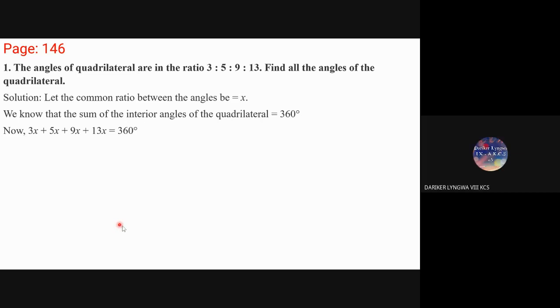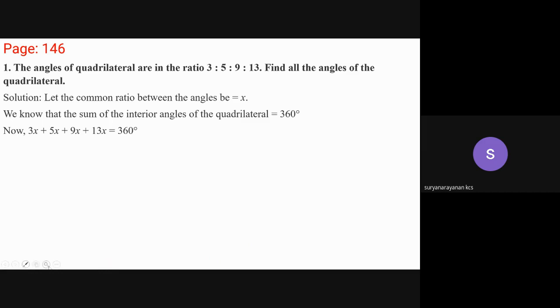Yes, sir. Is it 360 degrees? Yes, sir. From this equation, can you find the x value? Please take a pen and a rough paper and tell me the value of x.